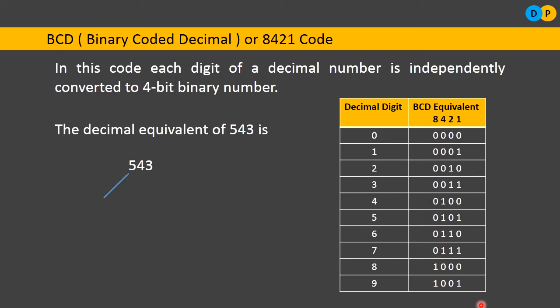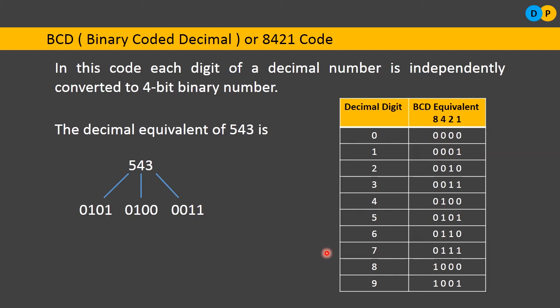So the first digit, what is the equivalent of 5? The equivalent of 5 here is, please notice here, 0 1 0 1. So that's the first equivalent. Next, what about 4? The equivalent of 4 in BCD is 0 1 0 0. What about 3? The equivalent is 0 0 1 1. So if you want to represent decimal 543 in BCD, then I'll be going with the sequence of bits 0 1 0 1 0 1 0 0 0 0 1 1. So this is the equivalent.